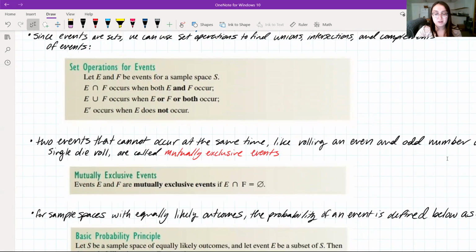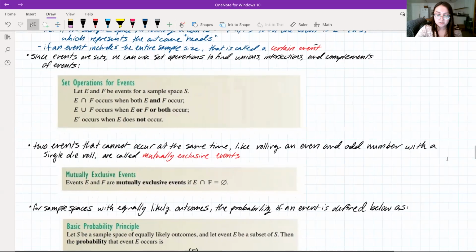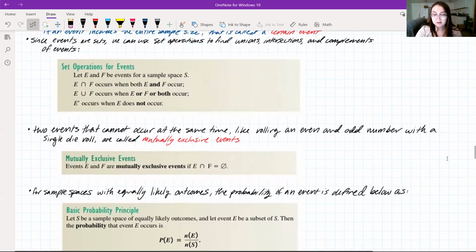So we have set operations for events. Let E and F be events in a sample space S. Then E intersect F occurs when both events E and F occur. E union F occurs when E or F or both events occur. And then E complement occurs when E does not occur. Two events that cannot occur at the same time, like rolling an even and odd number with a single die roll, are called mutually exclusive events.